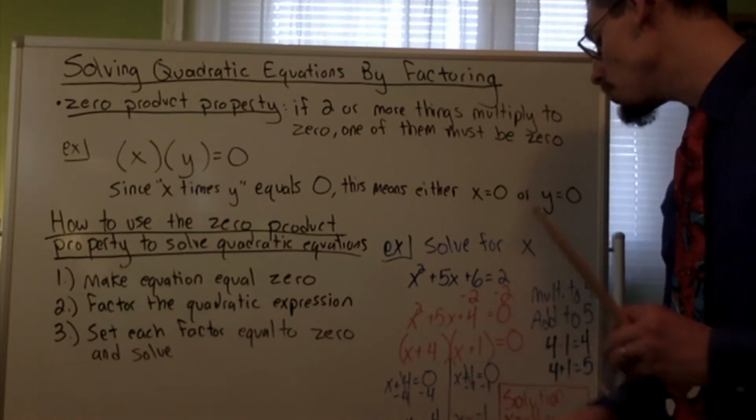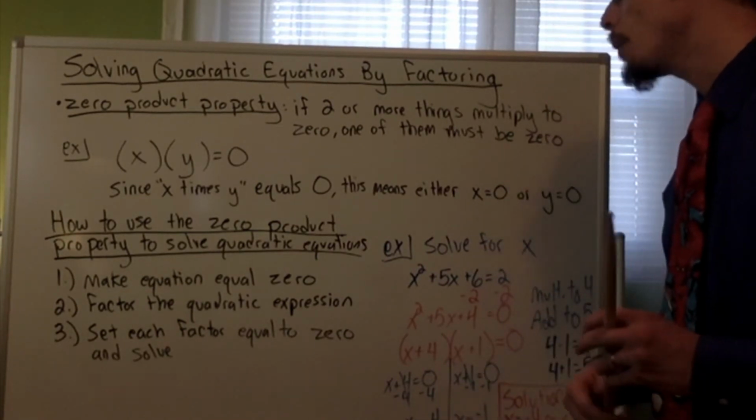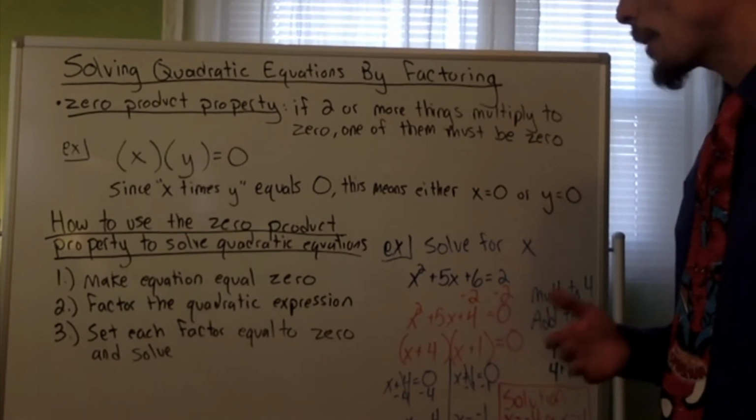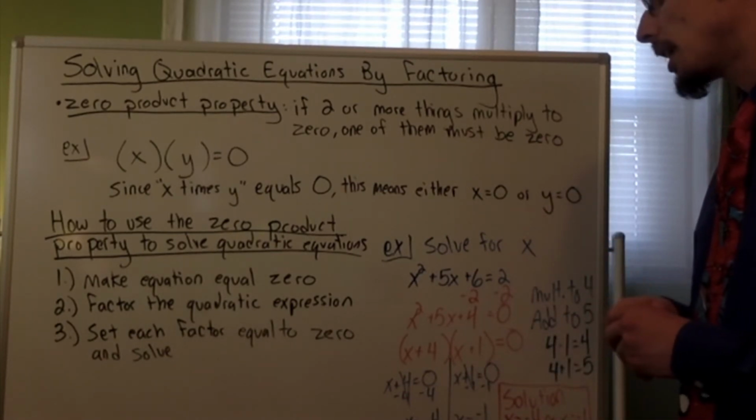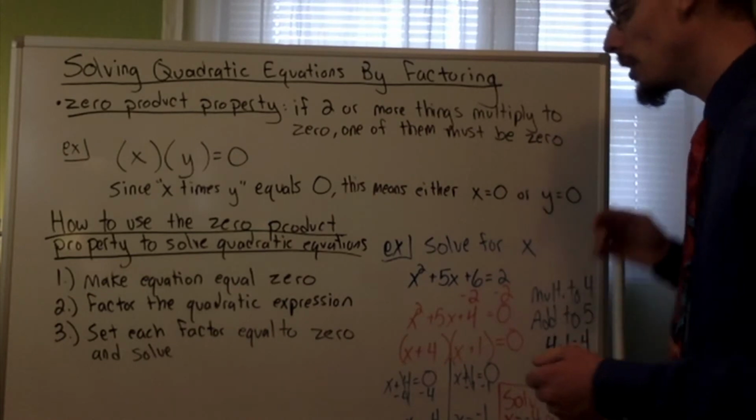What I want to do is just go over a couple other examples, just so that way you can see how this works with other methods of factoring as well.